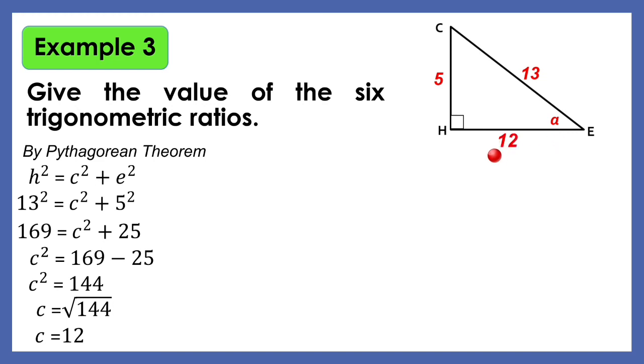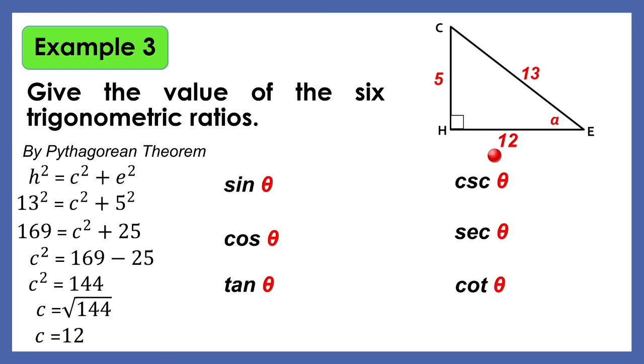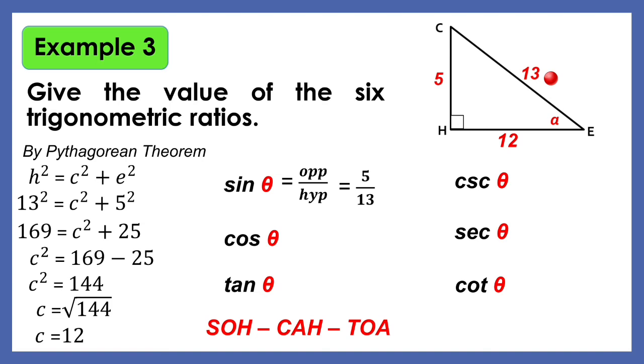Let us now find the value of the 6 trigonometric ratios. Okay, so ito yung ating 6 trigonometric ratios. Gagamitin natin yung SOHCAHTOA. So, sine theta is opposite over hypotenuse. Ang opposite, this is our reference angle, angle alpha. Ang opposite niya is 5. Ang hypotenuse is 13. So, we have 5 over 13.